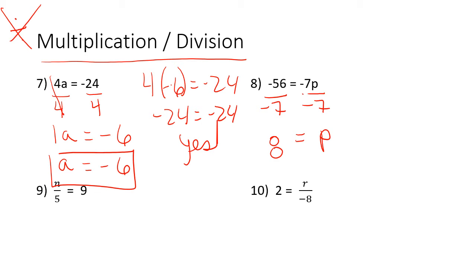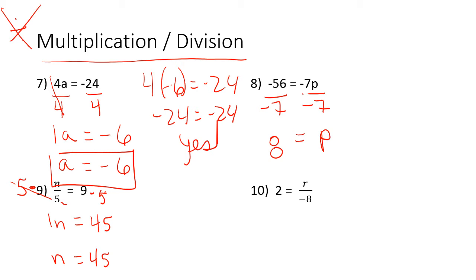Let's look at number 9. We have n divided by 5 equals 9. The inverse operation of division is multiplication. We are going to multiply by 5 on both sides. When we do that, the 5's over here cancel. We are left with 1n, or just n, same thing. 9 times 5 is 45, so n equals 45.